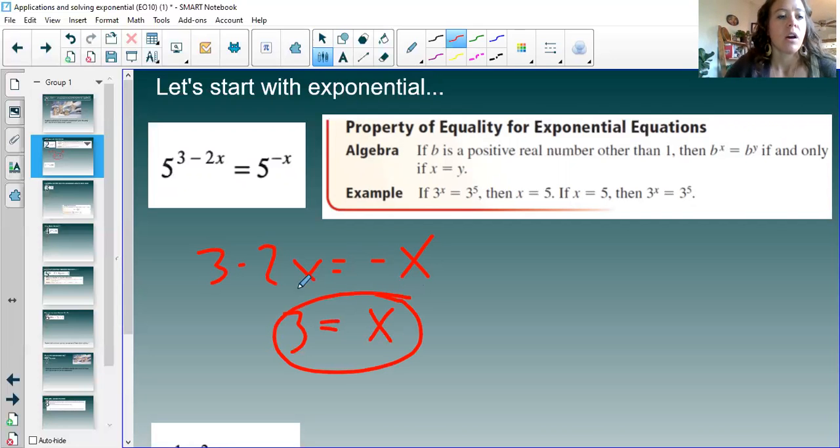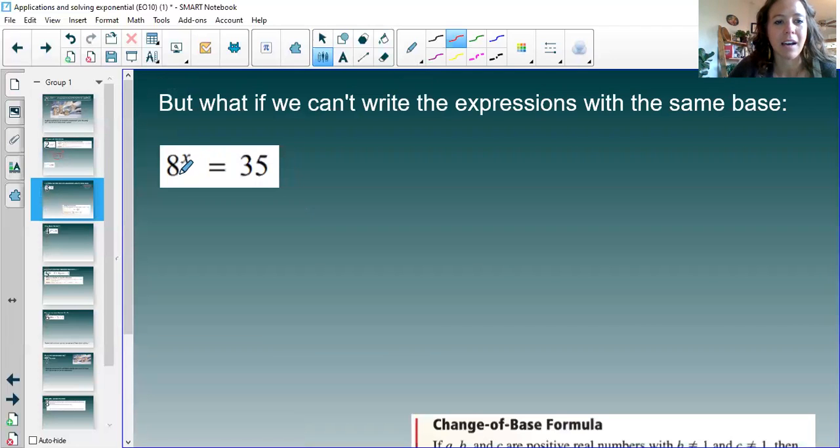But what if we can't write the two expressions with the same base? 35, I can't write that nicely as 8 raised to some power. You could think of 8 to the first power is 8. Well, 8 squared is 64. So we would be in between, we would have to have some decimal, and we don't really know that. Well, we can use our logs to help us out.